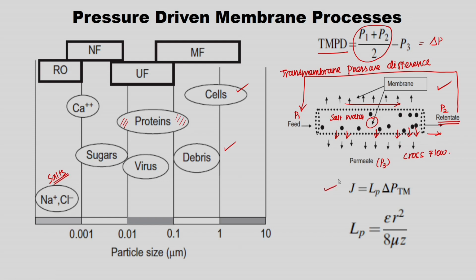Okay, so here is the formula for the permeate flux. J here is the permeate flux. LP is the hydraulic permeability, and del Pm is the transmembrane pressure difference. So this is the simple model.